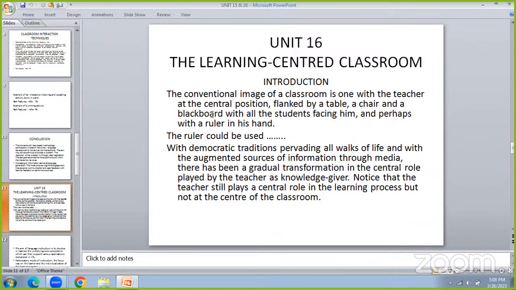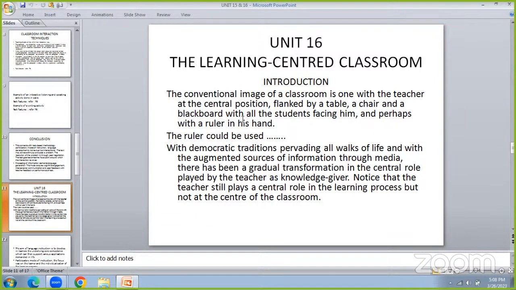So what is this one? Generally, the conventional image of the classroom is one with a teacher in the center position, flanked by a table, a chair, and a blackboard with all the students facing him or her, and perhaps with a ruler in the hand, right? So this is the conventional image of a classroom. Whenever we take the word classroom, it is the image that we visualize in our mind. A very studious kind of teacher, very strict, with a stick in his hand.